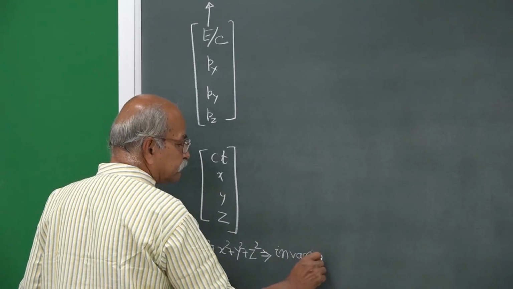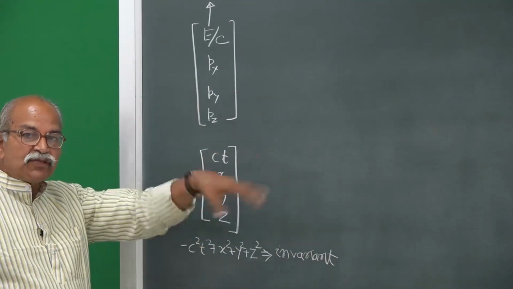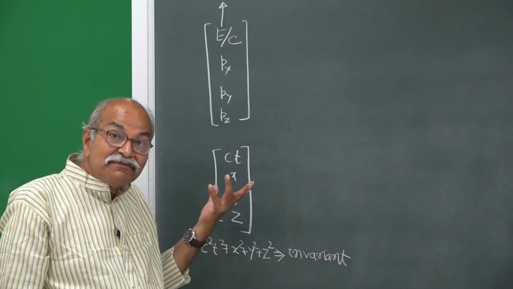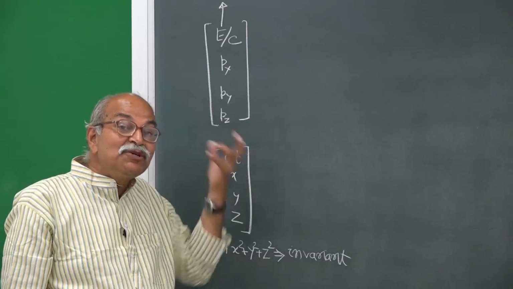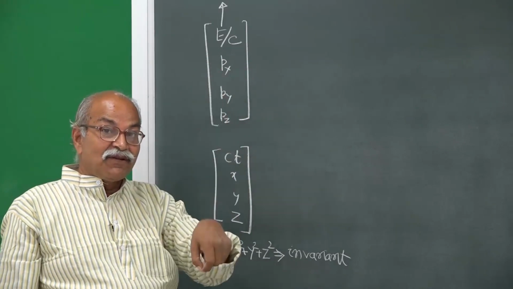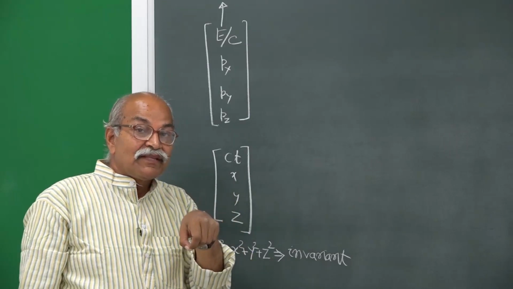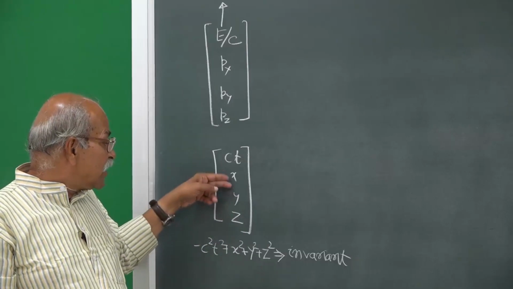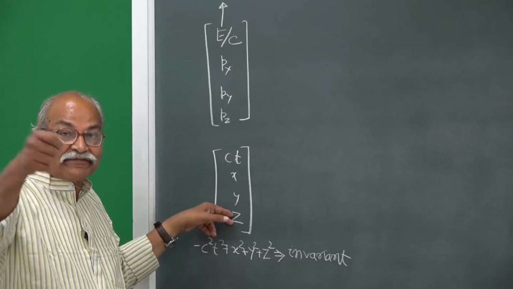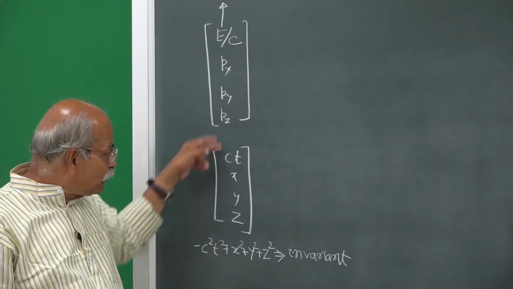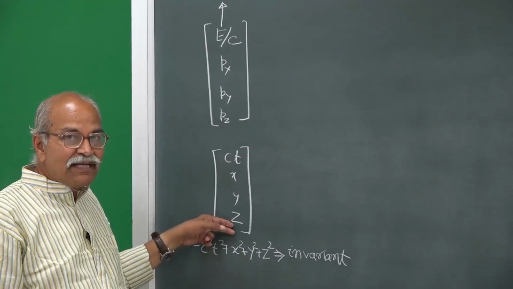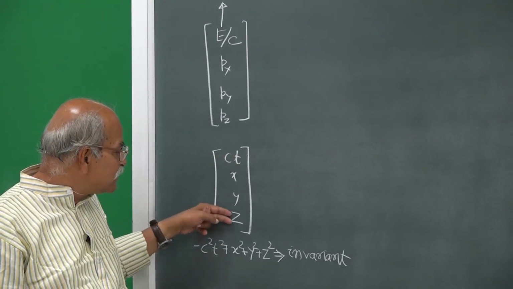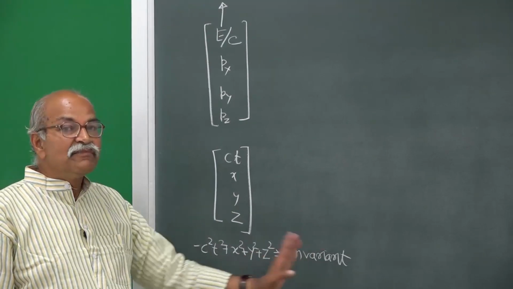Invariant means if you change the frame from S to S prime, this does not change, and we just call it the magnitude of this vector. Just like in our normal 3-dimensional geometry, the magnitude of a vector, of course the square of that, is x square plus y square plus z square, the position vector. So, here for a 4-vector we define a similar quantity, and that will be minus c square t square plus x square plus y square plus z square, and that quantity remains invariant.